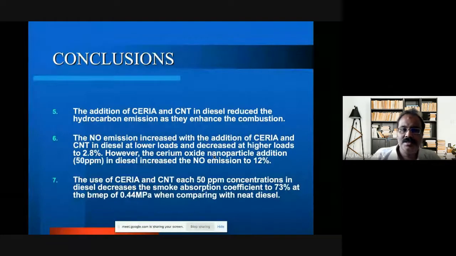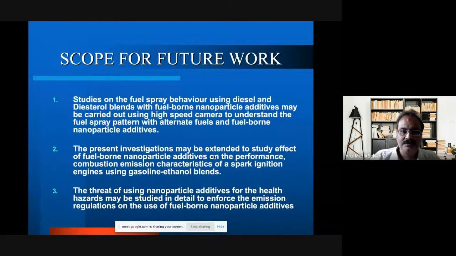The use of ceria and CNT, each at 50 ppm concentration in diesel, decreases the smoke absorption coefficient by 73%. This is another interesting thing. The smoke absorption coefficient is nothing but the smoke concentration, so it has come down by 73%. It's a great achievement with the help of these nano additives.